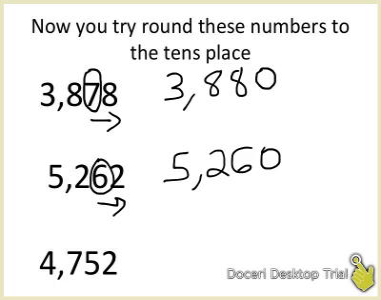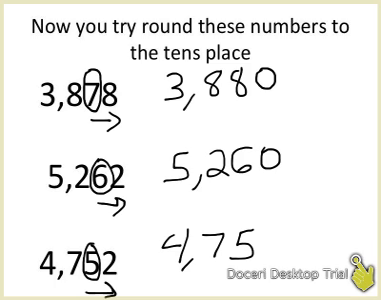Last but not least, 4,752. Circle the 5. Look to the right. 2 is less than 5. So I have 4,750. Since 2 is less than 5, I know that that 5 is going to stay the same, and all the numbers to the right become zeros. 4,750. If you got these, great job.